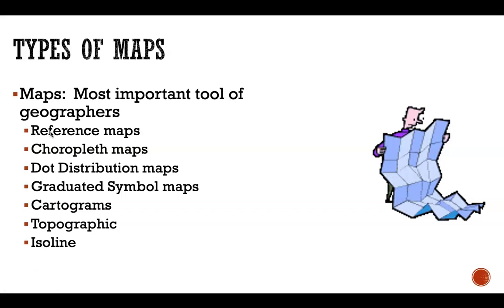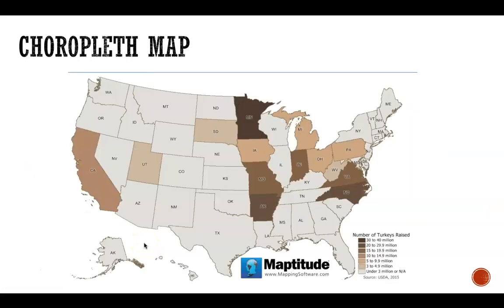All right, types of maps. You're going to see a couple types of maps. You're going to have to recognize what they are. So these are our different types. We've got a reference map, choropleth map, dot distribution map, graduated symbol map, cartograms, topographic, and isoline. So we're going to look at those real fast. We're going to look at some of them, maybe not all of them.